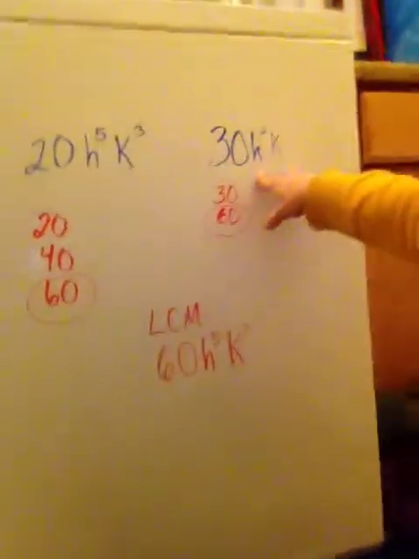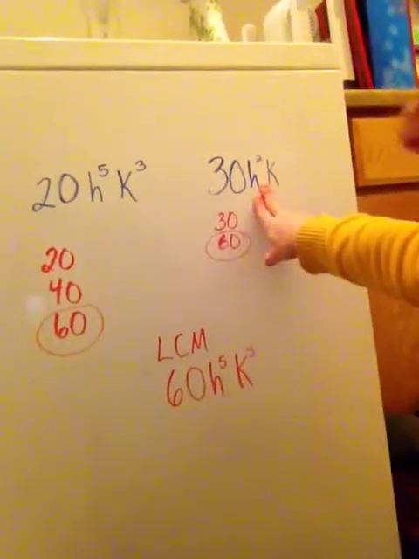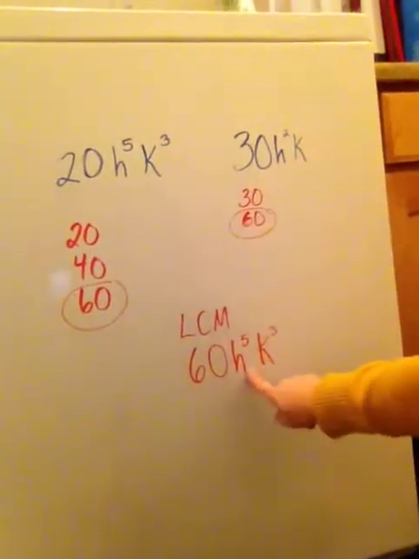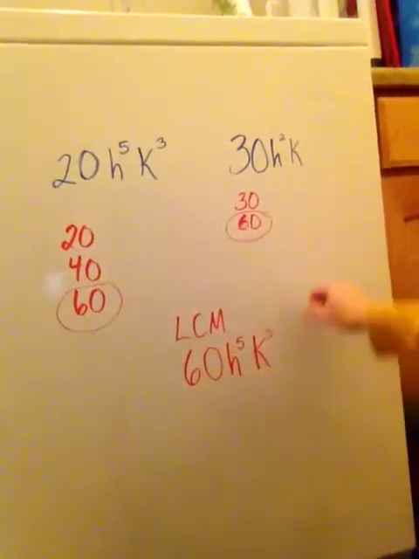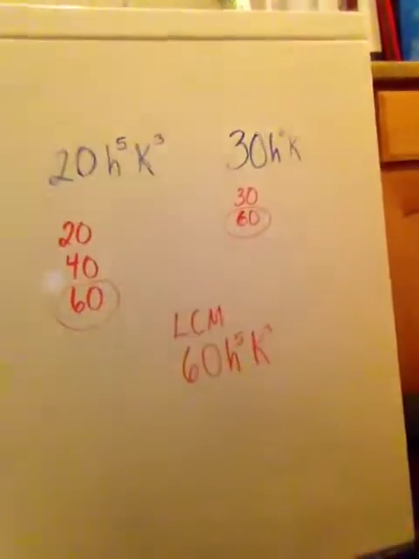Because over here, if I multiply the 30 by 2, I get my 60. And if I multiply the h squared times 3 more h's, then I'll get my h to the 5th. If I multiply my k by 2 more k's, then I get my k to the 3rd.